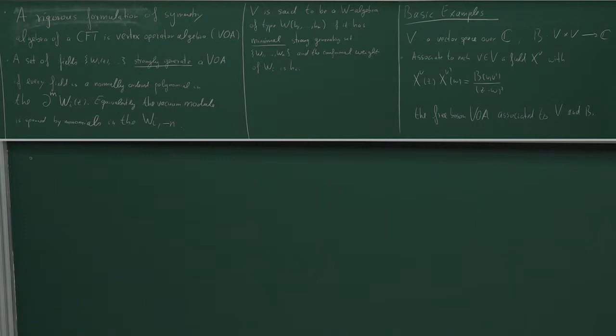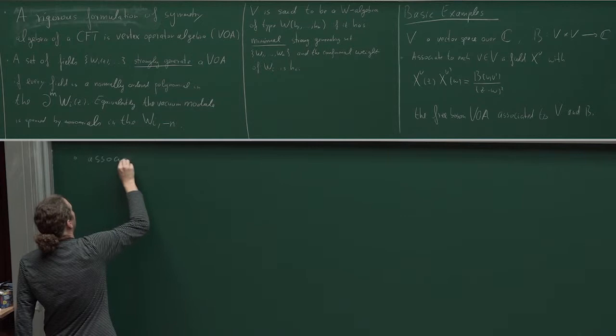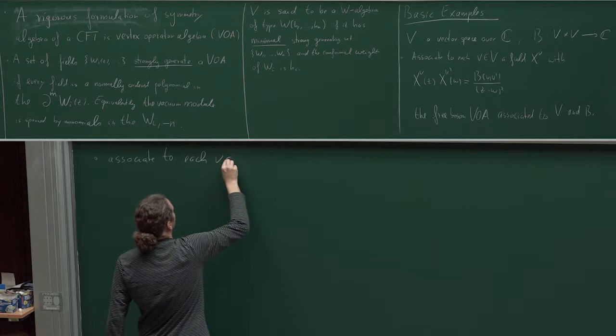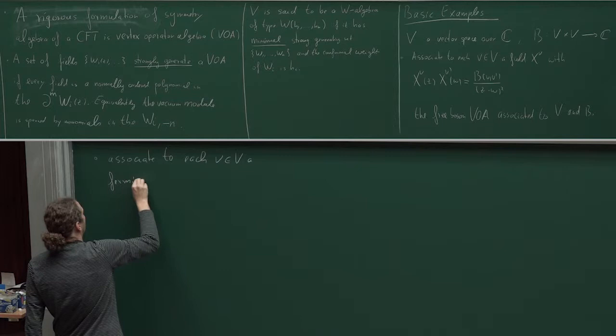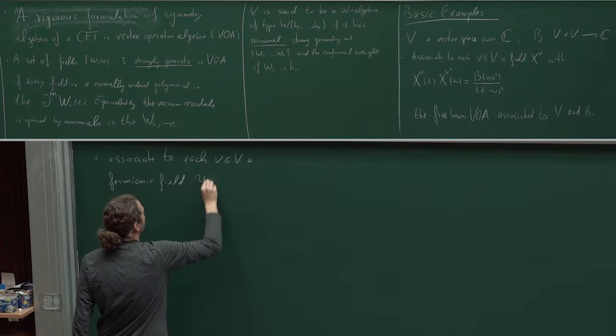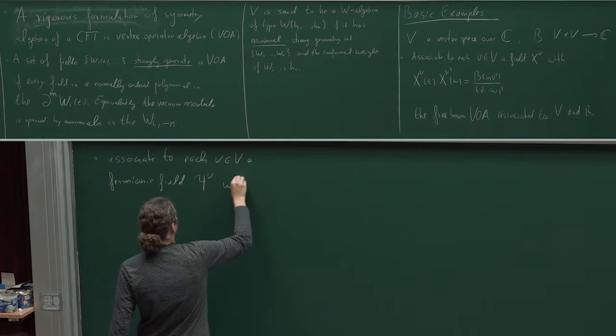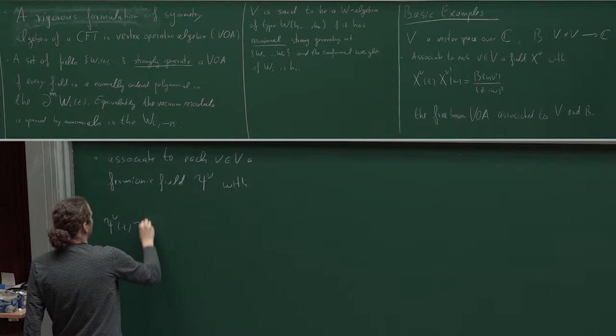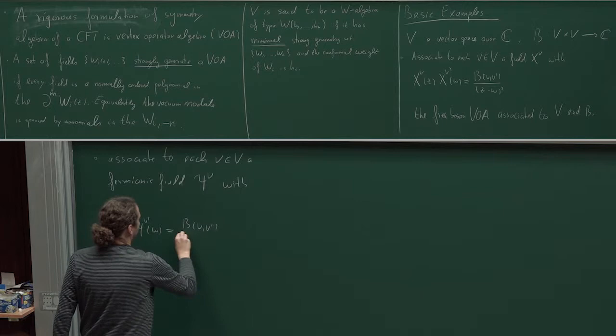But I can also declare my fields to be fermionic. I'm sorry, I forgot to write. I want these fields to be bosonic fields. I can also require them to be fermionic. And we like to use the letter psi for a fermion. And then we take the OPEs to have a first order pole given by the bilinear form. And this is called the free fermion.